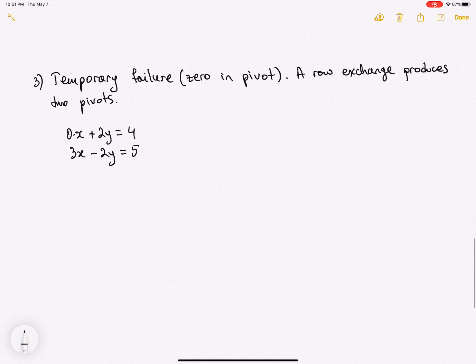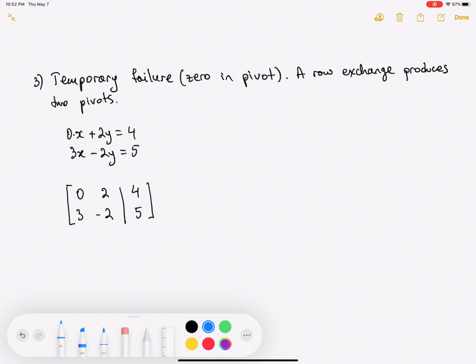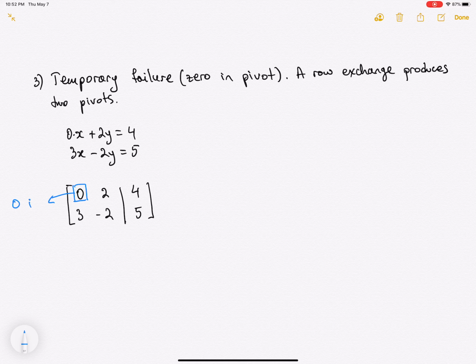Okay. The third situation in which elimination can fail is if we have a 0 in a pivot position. It usually has a very simple fix. So if I write the augmented matrix for the system, I have 0, 2, 4, 3, -2, 5. And I have a problem because I cannot have a 0 in the pivot position. So 0 is not allowed in the pivot position.